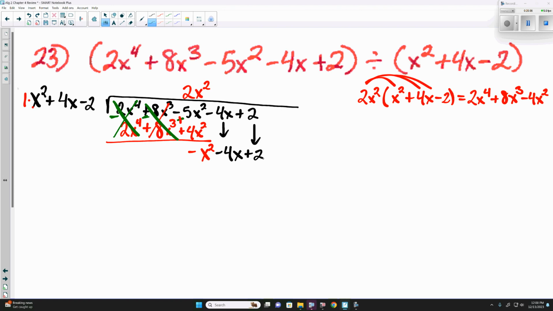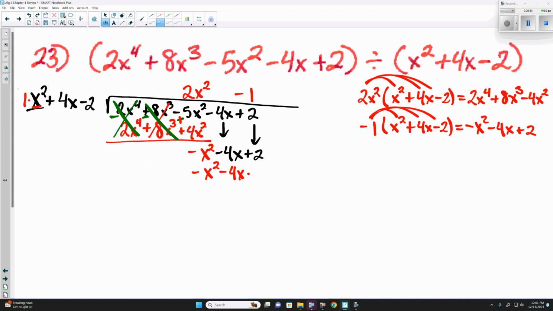Now at this point here, we need to see what times x squared gives us negative x squared. Well, we already have the x squareds. We need to multiply by 1, and since it is going from positive to negative, the 1 needs to be negative. So we're going to do negative 1 times our x squared plus 4x minus 2. Negative 1 times our x squared is negative x squared. Negative 1 times 4x is negative 4x. And negative 1 times negative 2 is going to give us plus 2. And again, we'll put it underneath. Negative x squared minus 4x plus 2.